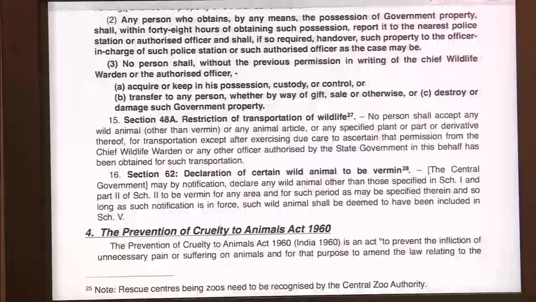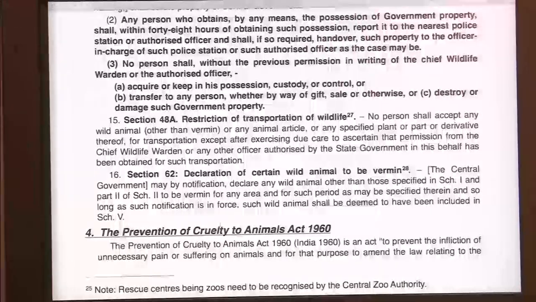And no person shall, without the previous permission in writing of the chief wildlife warden or the authorized officer, acquire or keep in his possession, custody or control, or transfer to any person, whether by way of gift, sale or otherwise, or destroy or damage such government property.